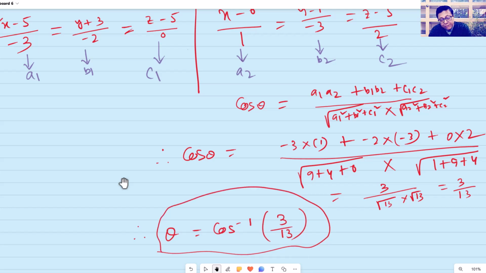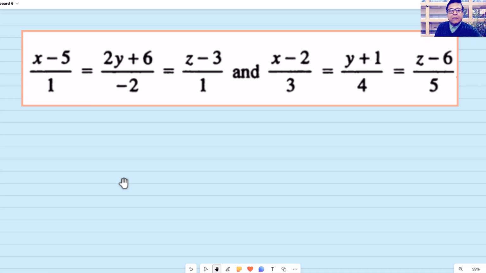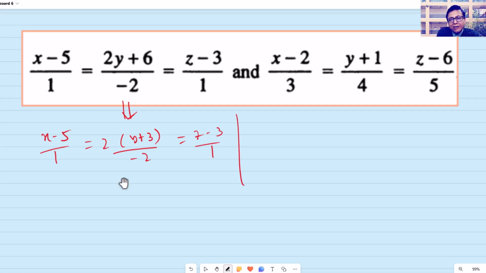It's okay, I think. I have taken one example which is not given in symmetrical form, and you have to find the angle between these two lines. Problem of finding angle only. How to? Here we take 2 as common from inner and rear. Y plus 3 by minus 2, z minus 3 by 1, y plus 1 by 4, z minus 6 by 5. Okay?